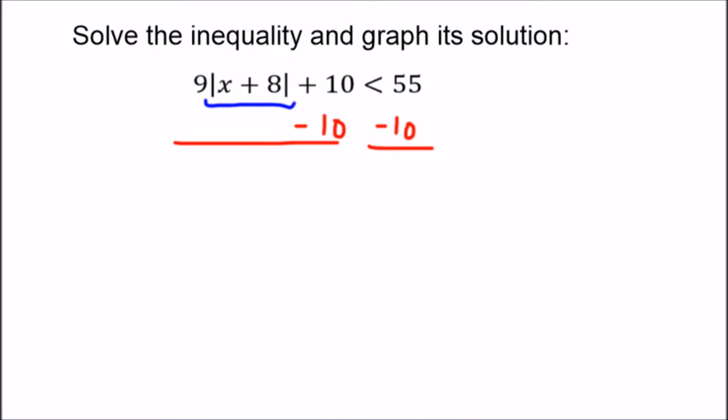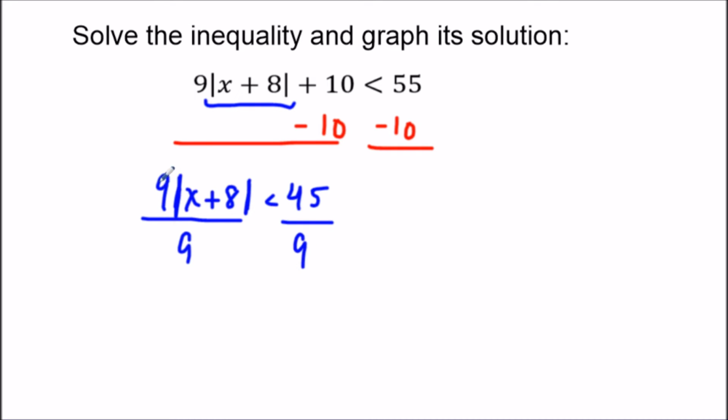So in the next line here, we're going to have 9 times the absolute value of x plus 8 is less than 45. So next what we could do to complete the first part of this question is divide both sides by 9. And now we have the absolute value of x plus 8 is less than 5.